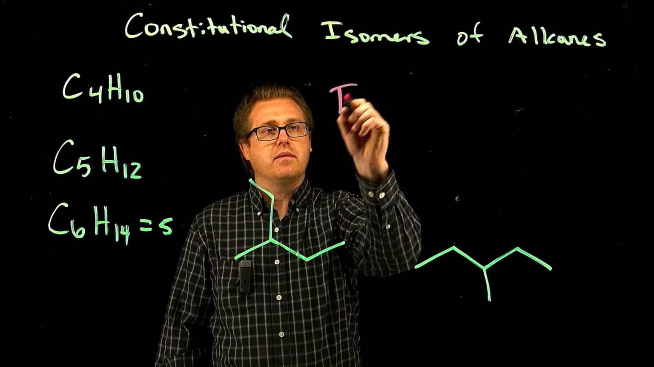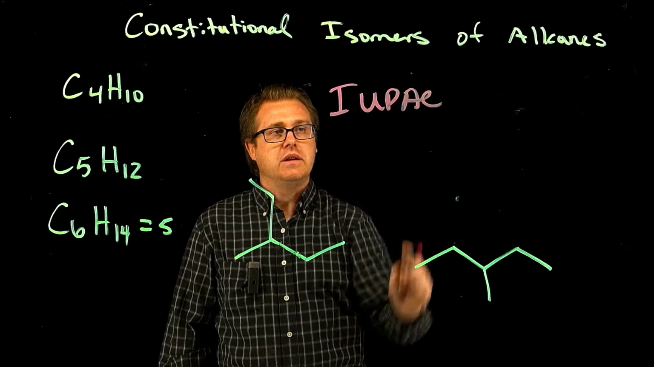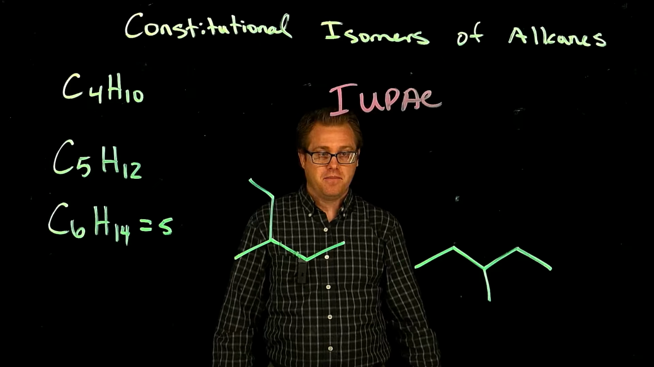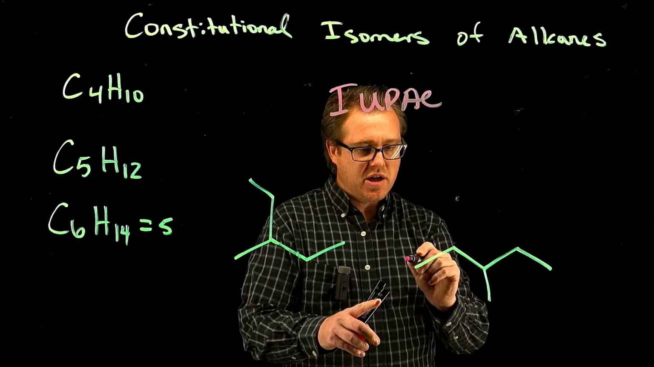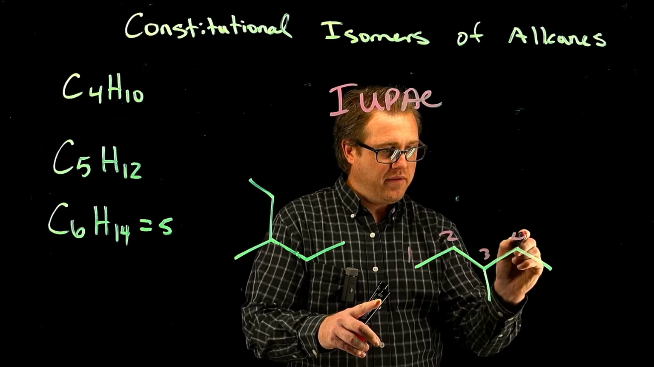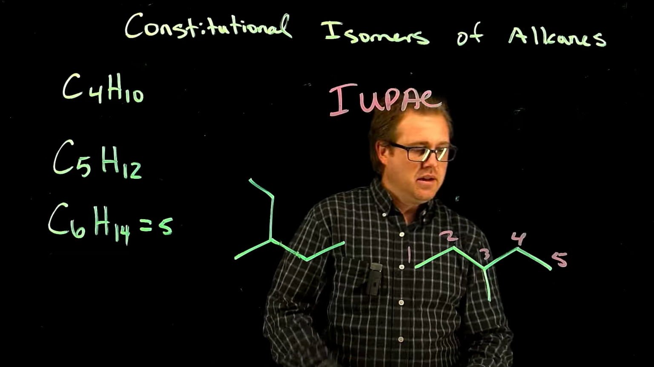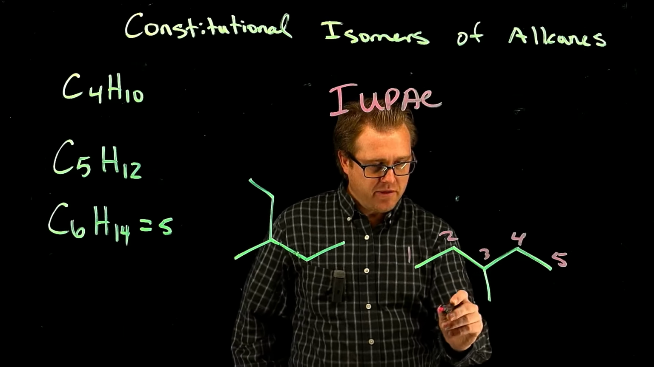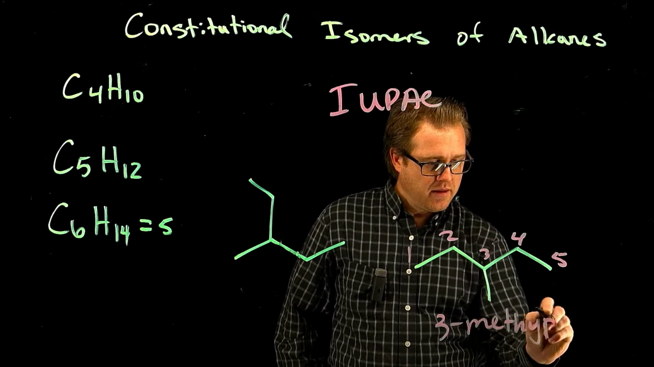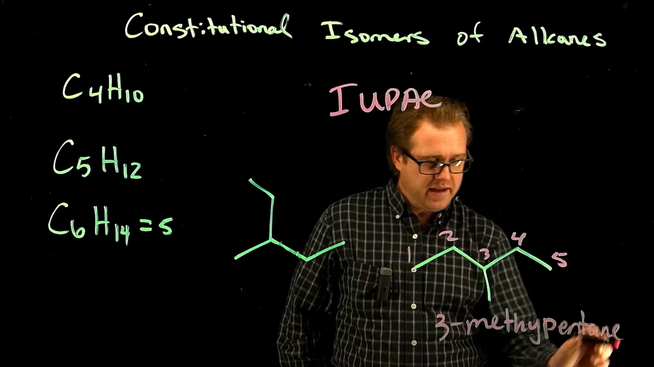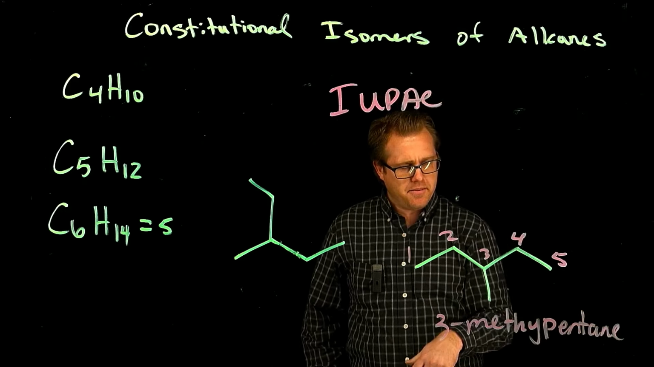Use the IUPAC. Name the thing. Right? So let's name this guy. So we find the longest carbon chain, 1, 2, 3, 4, 5. And we have a methyl group there on carbon 3. So that would be a 3-methylpentane. That's how that's named, right?